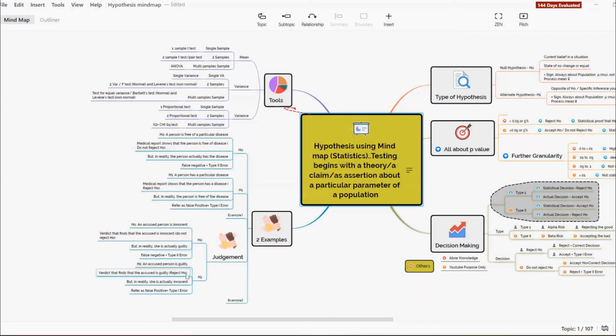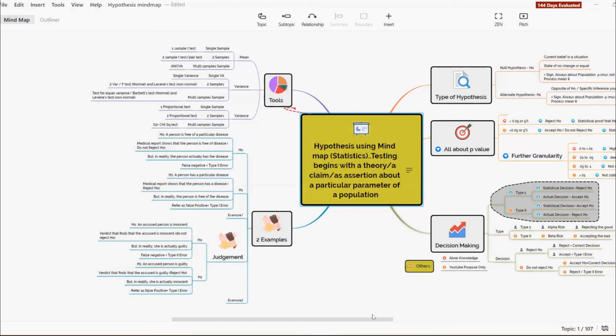Now the alternate one: the accused person is guilty. The verdict finds that the accused is guilty, reject the null hypothesis. But in reality, the accused is actually innocent. So that means it is a false positive, which we can also call type 1 error.